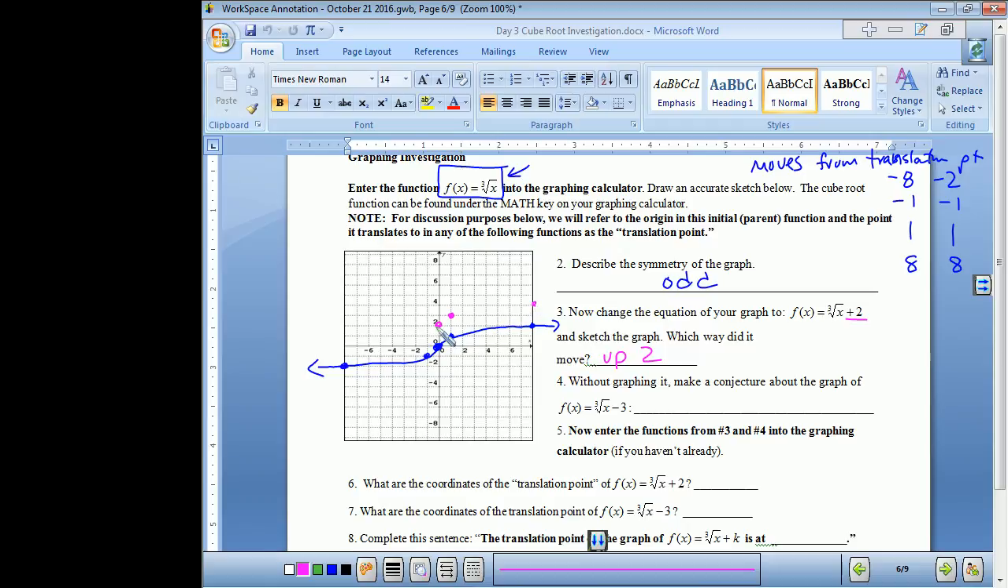But we do the same thing. Cubed root of negative 8 is negative 2. Cubed root of negative 1 is negative 1. Cubed root of 1 is 1. Cubed root of 8 is 2. My little sideways squiggle just shifted up 2 units.